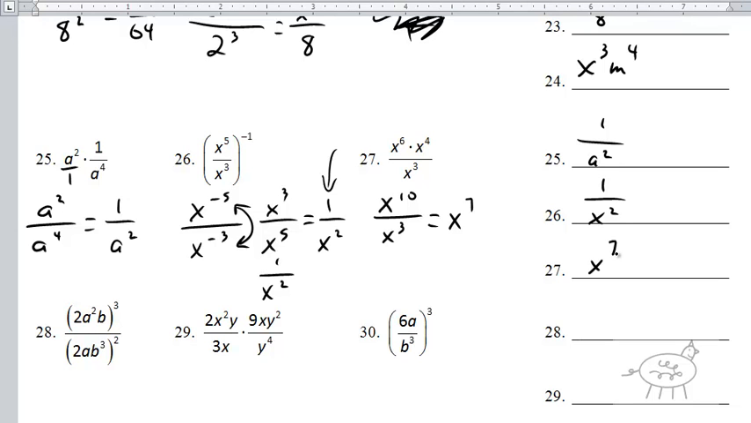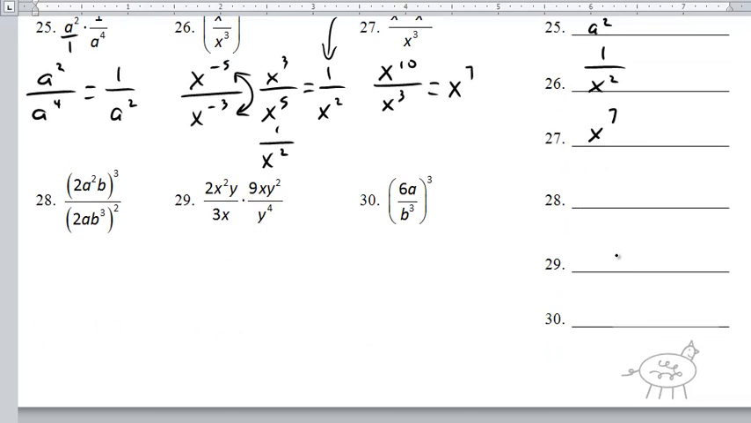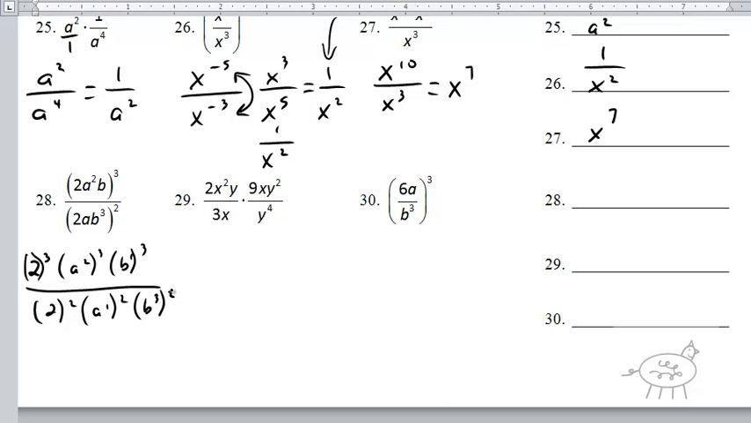Okay, we're almost done here. These last few problems are probably the most challenging of all the problems. What you're going to do is, just for number 28, you just cube that top. So let me write it out, show my work. 2 cubed, put that in parentheses, a squared cubed, b cubed, we'll say that's b to the 1 cubed. On the bottom gets 2 squared, a to the first squared, and b cubed squared. Okay, I just showed my work, no big deal.